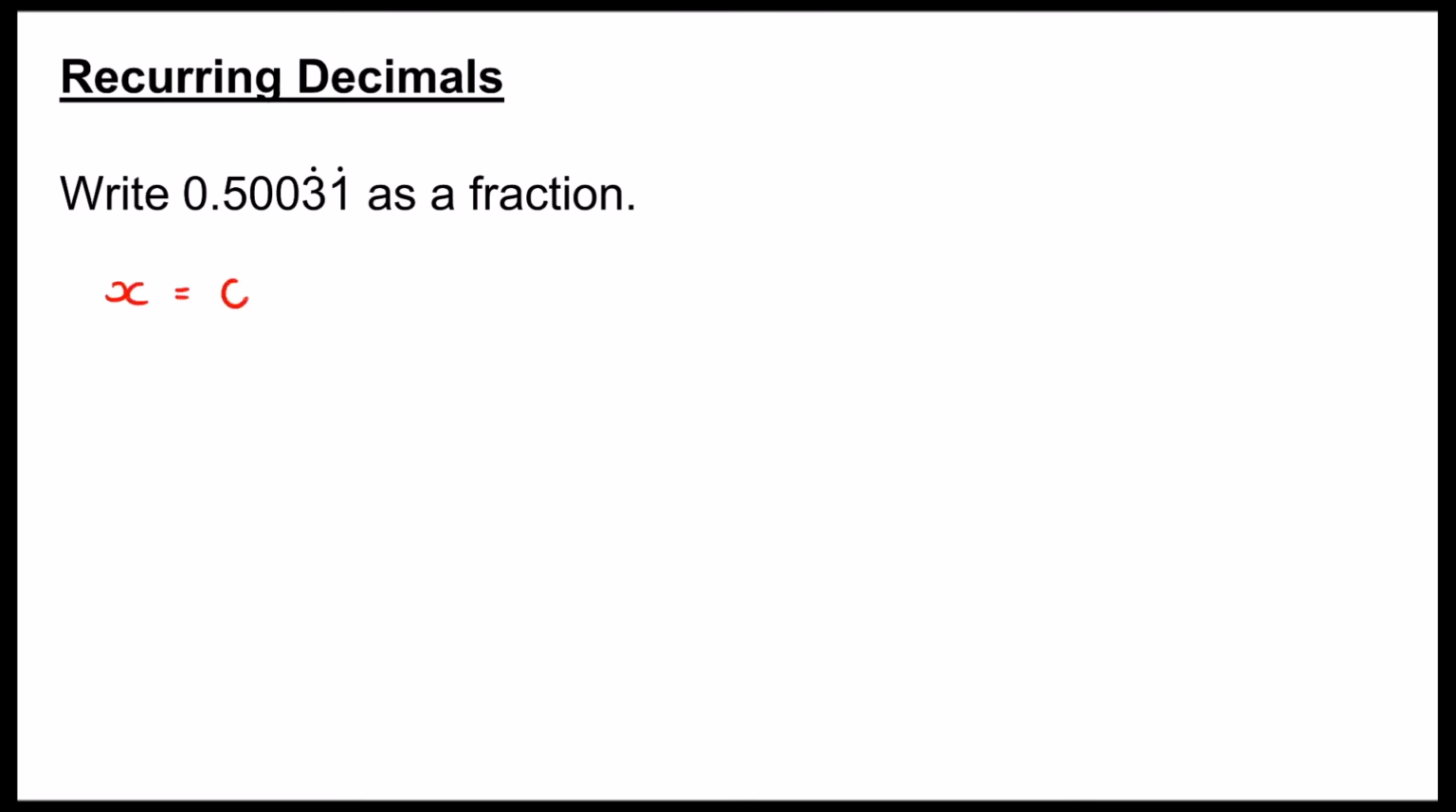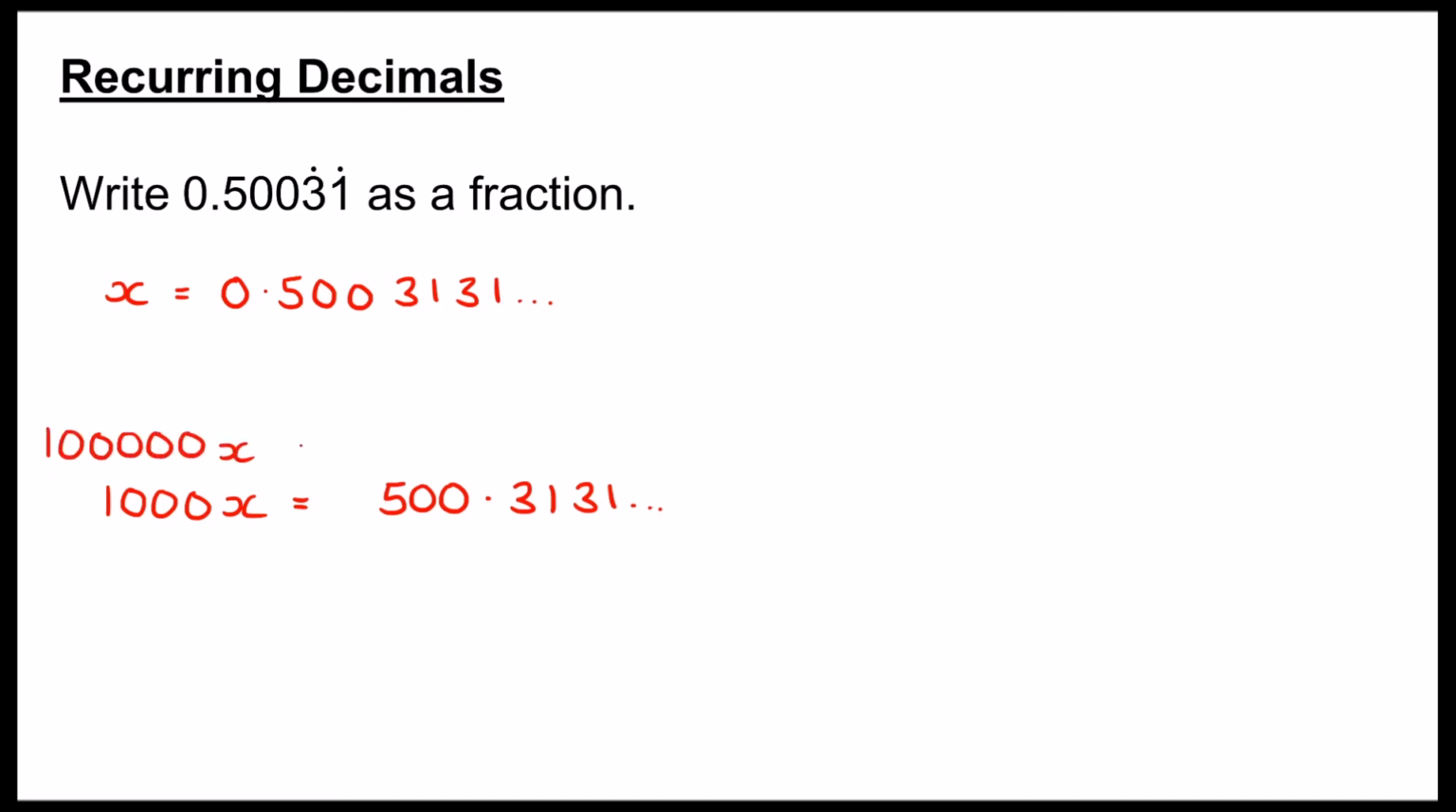So x is equal to 0.5003131 and so on. As before, we need to write two new equivalent equations that have the recurring part appear after the decimal point. Firstly, if I times this equation by 1000, I'm going to get 1000x, which is equal to 500.3131 and so on.